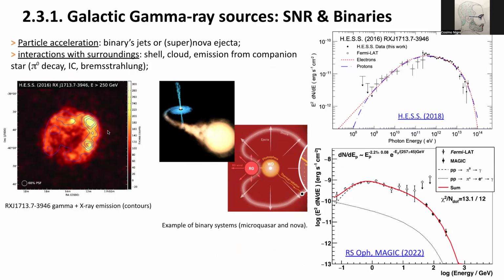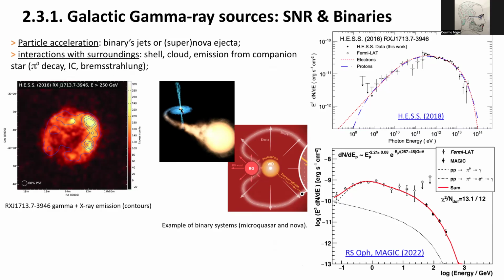Supernova remnants we already discussed when we looked at the image of this source, RX J1713. Basically, in this type of source, you have acceleration within the ejecta of the supernova, and then you have interaction of the protons with the surrounding material that produces this pi zero bump, this pi zero gamma ray spectrum.